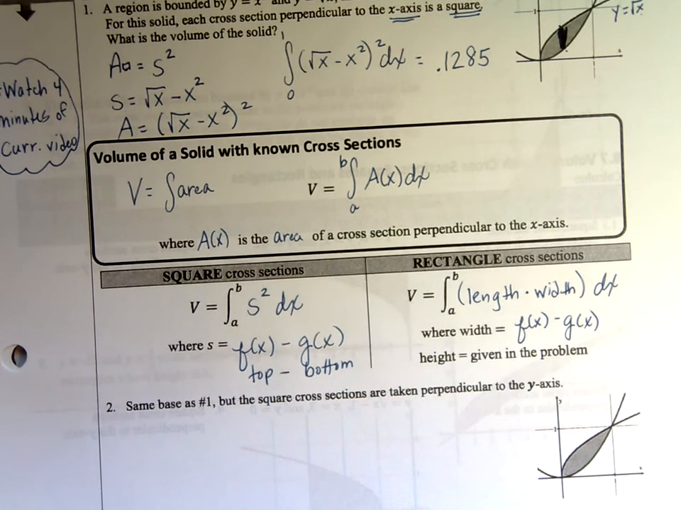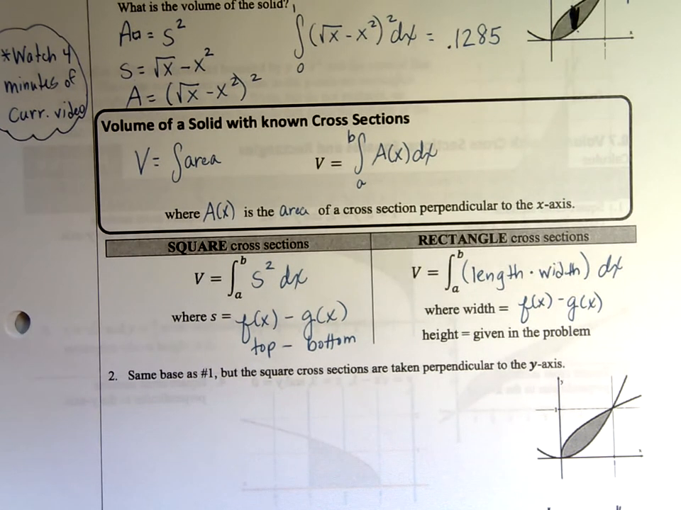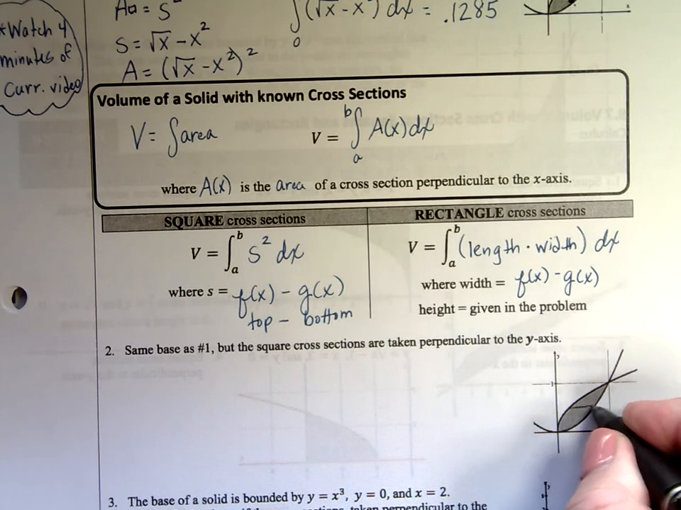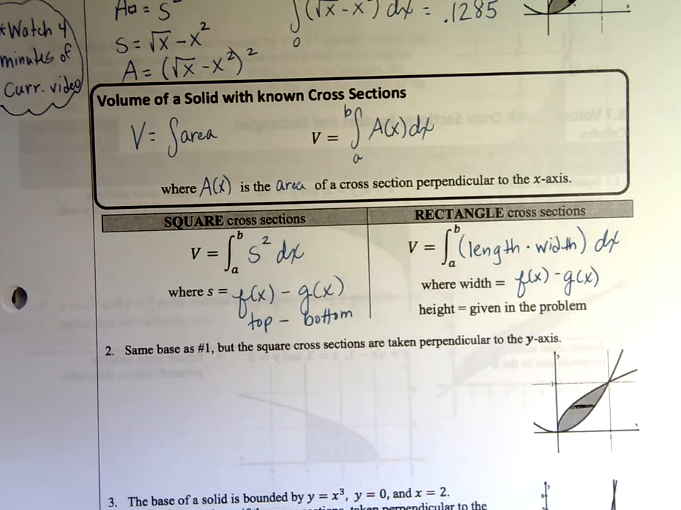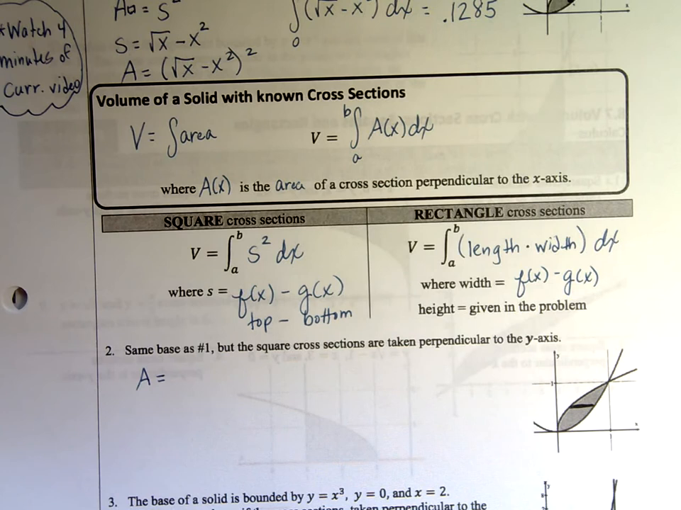So what they want to do is, let's go back to number 1, but now my square cross sections are taken perpendicular to the y-axis. Well, how does that change things up? It changes my representative rectangle to be going this way. Right? This is going to be a right minus left situation, and I need to use y bounds. We talked about this in other sections too. So what's my area? I like to figure out what the area is first.